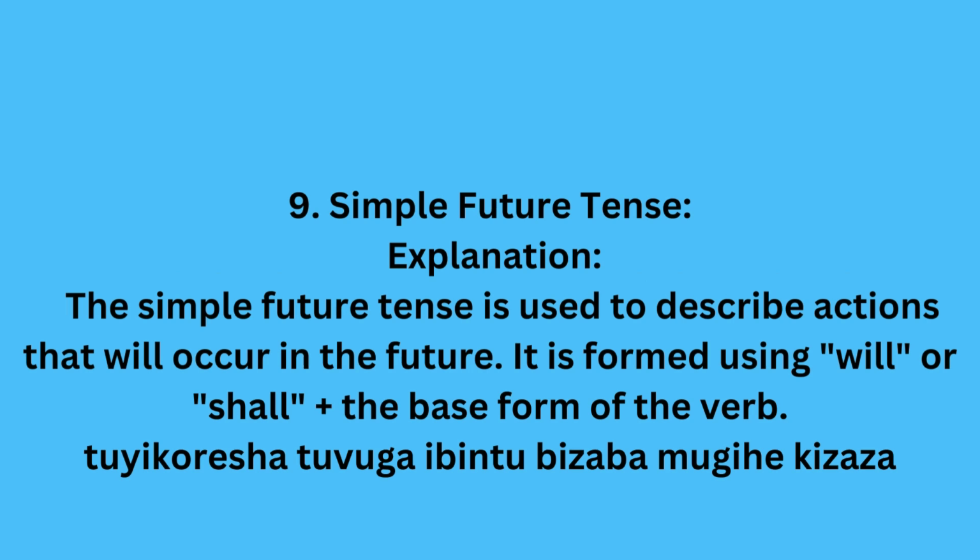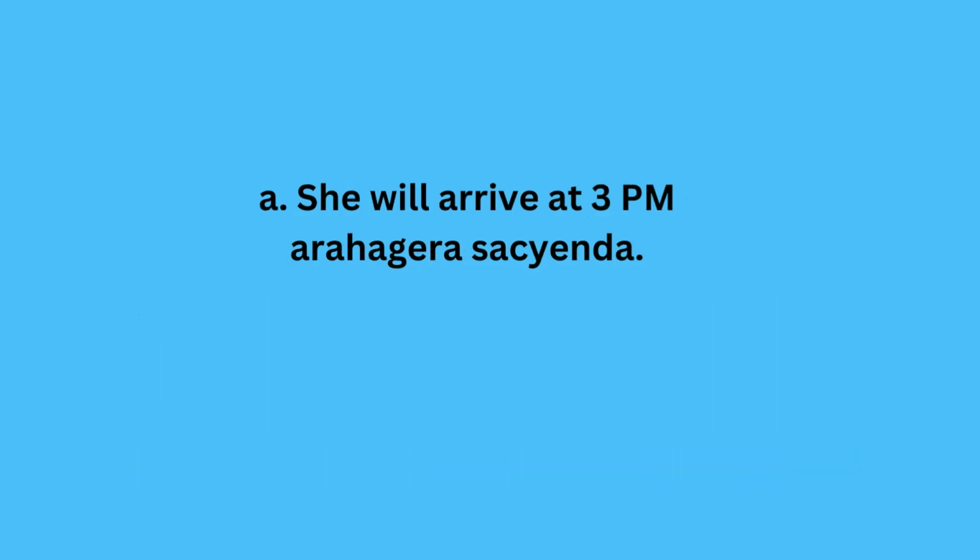Tukaba tuyikora twifashishije ijambo will cyangwa shall, tugateranyaho base form. Base form nakubwiye ko ari ya nshinga tuvanyeho to. Ubwo niba ari to be ni be, niba ari to go ni go, niba ari to eat ni eat. Okay, urugero, she will arrive at 3 p.m. Biravuze ngo arahagera saa 9.